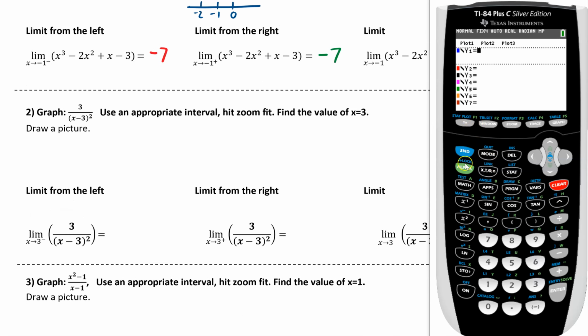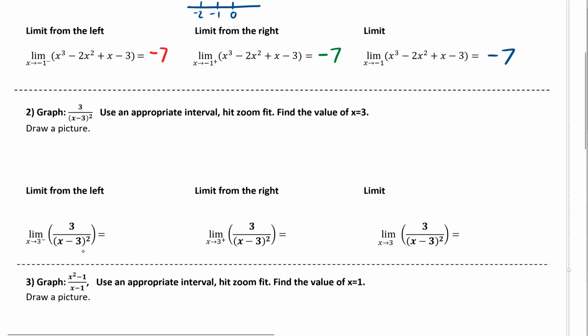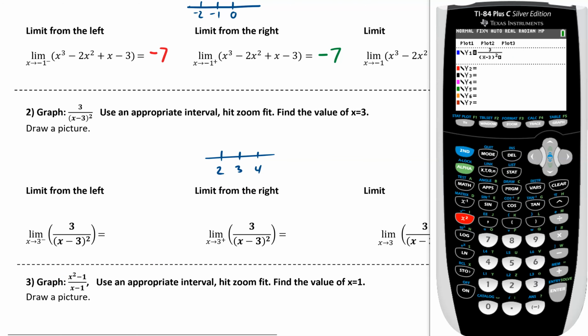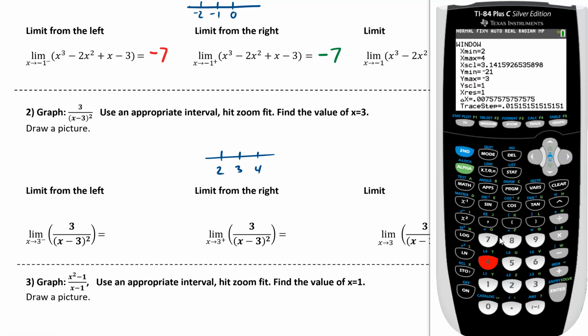So let's plug it in. Remember alpha y, fraction, 3, and then parenthesis x minus 3 squared. Now this one is going at 3. So again, if we're going to be doing 3, a number to the left would be 2. A number to the right would be 4. So we want our x min to be at 2 and x max at 4. And then we hit Zoom 0.